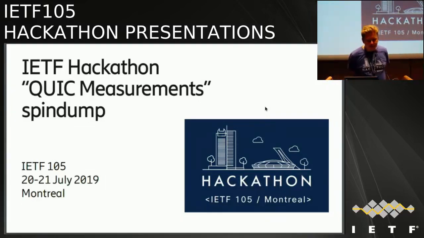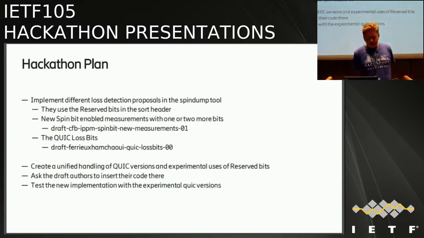Okay, so here's the presentation of the quick measurements table and our project we call Spin Dump. So we've been working for a couple of IETFs on this Spin Dump tool. It's a network latency measurement tool, basically, that looks at quick and other protocols. Today we had some ideas of implementing some experimental proposals for measuring packet loss. So there are a few different proposals out on using some of the reserved bits in the short header of the quick packets.